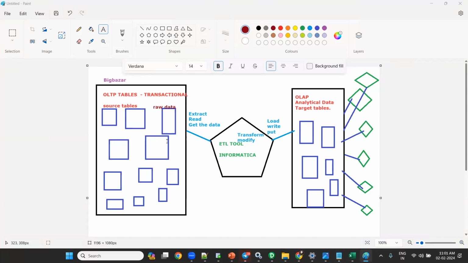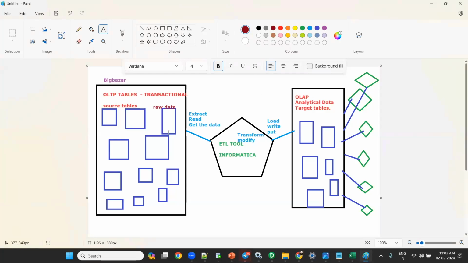Big Bazaar has given a project to Accenture. Accenture has taken this data. They hired ETL developers, like labor in construction terminology. In software terminology, the software developers means ETL developers. They will give a good shape to data. Understood?